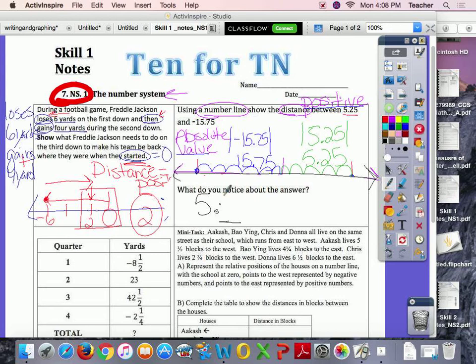positive 5.25, or 5 25/100ths, minus, because we're going in this direction, minus a negative 15 75/100. Well, what do we do when we have subtraction and then a negative? Good, additive inverse. So now all we have are two positive numbers. So we're going to add them just like we did before, and our answer is still 21.